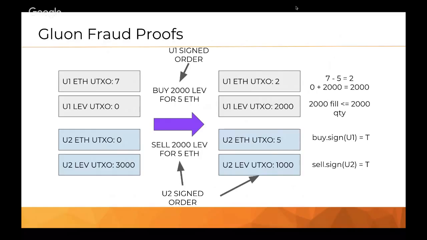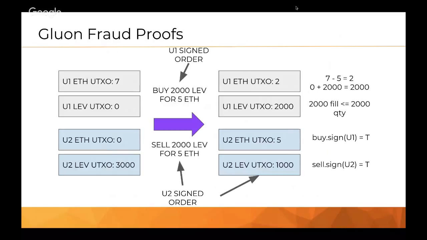So every output is actually a state. At any point in time, your outputs represent a state, and they change to the next state after a trade. Since each of these things are signed by the users, and you can see that all of these things need to add up, you have fraud proofs.